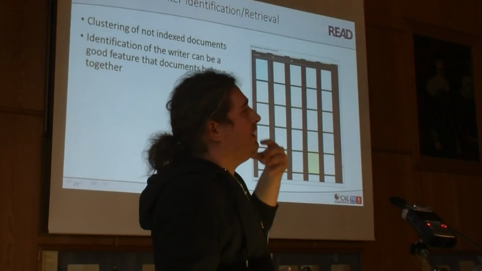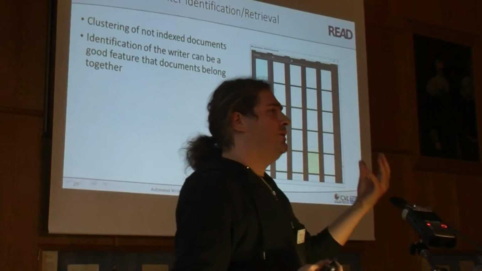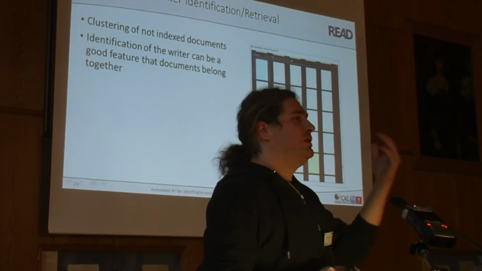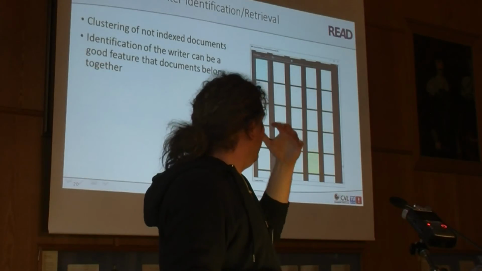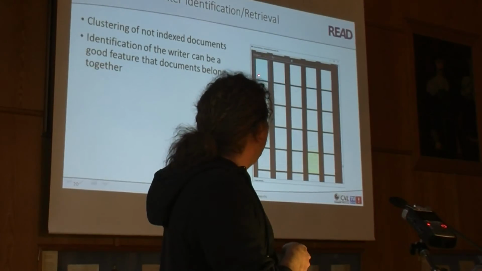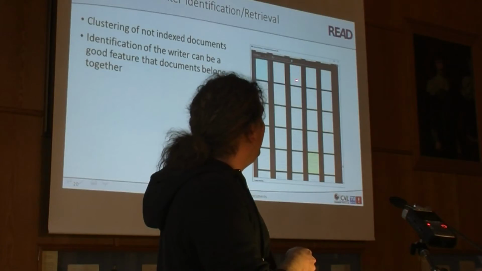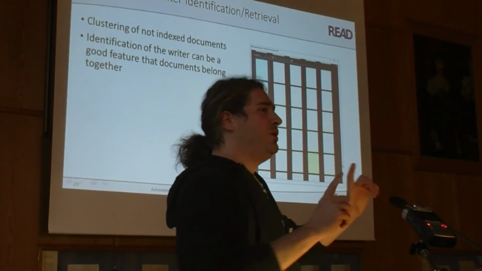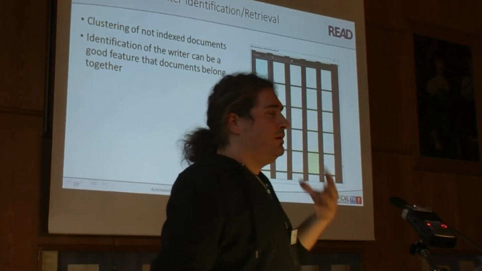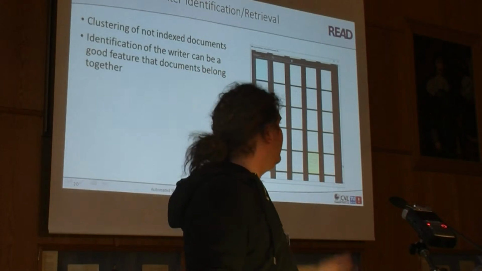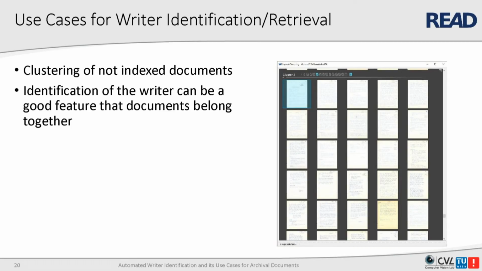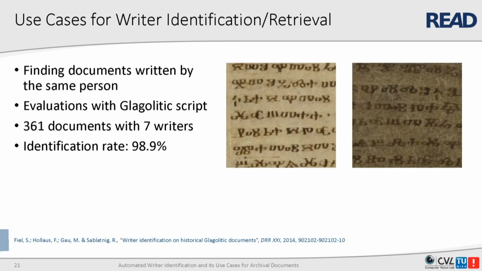And so if we make a ranking of these documents according to the similarity, then we usually get, for example, if we take this as a reference document, the other documents from the same writer, and we know that these may belong together and we can analyze them in more detail, and so we can cluster the documents again.